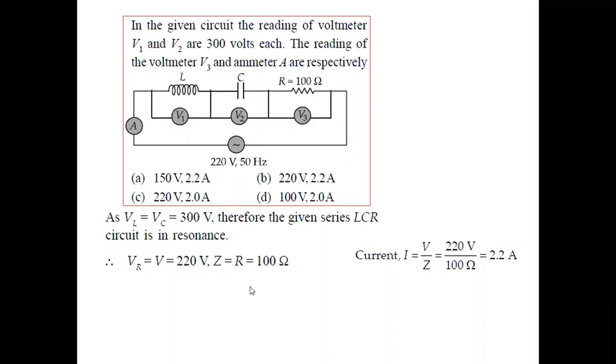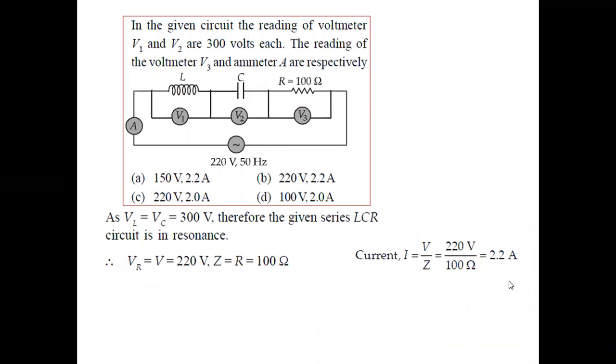Whereas impedance is purely resistive. In the sense, the opposition offered by L and the opposition offered by C, XL equal to XC, because the voltages are equal, and voltages taken as voltage phasors are equal and opposite in terms of angle. Hence, the angle between the inductor voltage and the capacitor voltage is 180 degrees. They nullify each other. Hence, R equal to 100 ohms, Z equal to R.